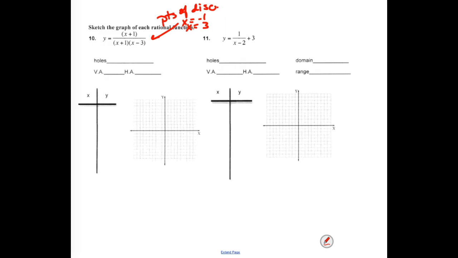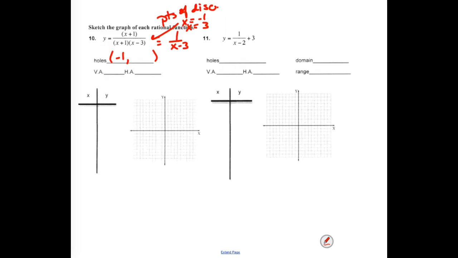Okay, let's start with the -1. Is it removable? So it is a hole at -1. If we do remove it, this simplifies down to be what? Not 0, but 1 over x minus 3. Okay. That is now in transformation format.